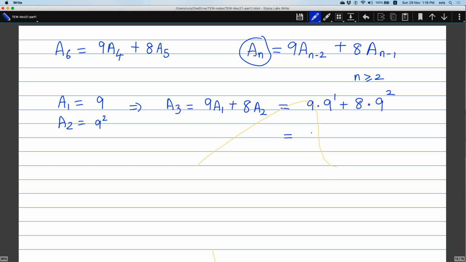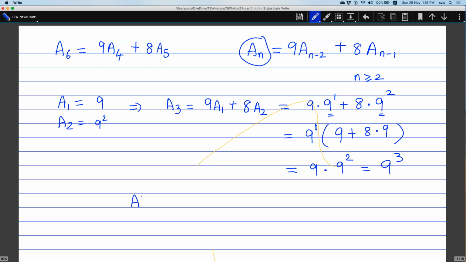Let me pull this out. This 9 power 1 is the common power of 9 for these two terms. So I'll pull that out and write it as 9 times (9 plus 8 into 9). Now observe what's inside the bracket is just 72 plus 9, which is 81. So that's 9 squared. Therefore, the answer is 9 cubed. So A3 is 9 cubed.